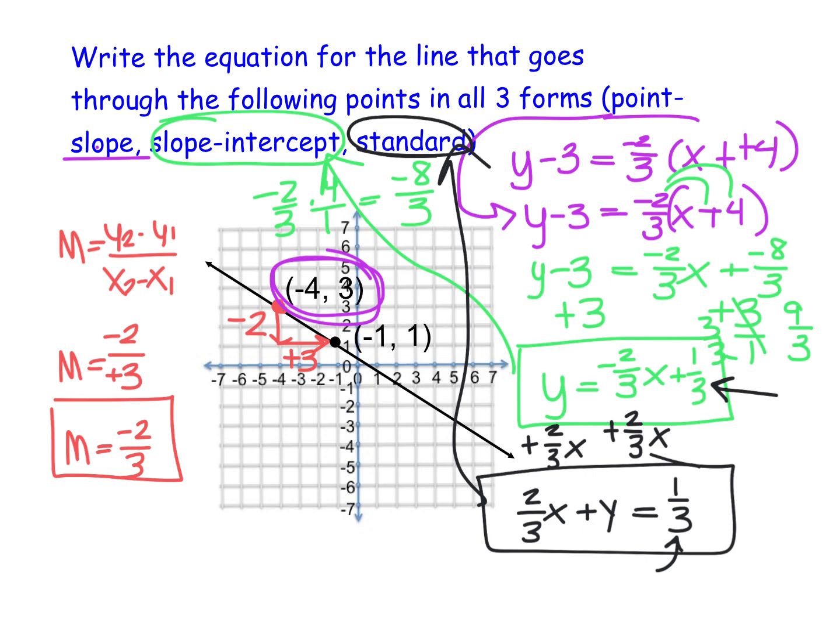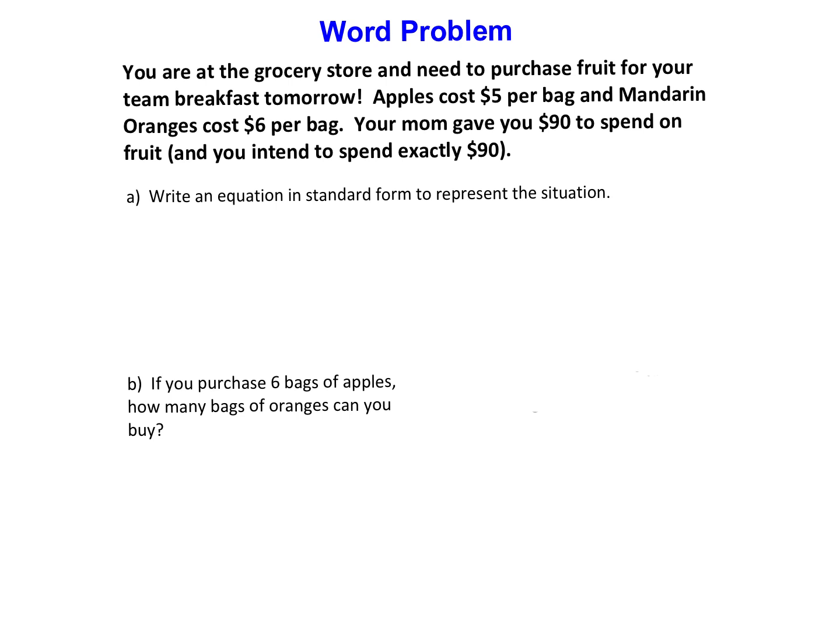So standard form is actually really helpful for when we're dealing with a very specific type of word problem. And you're going to see that here in this example. So these are typically called cost word problems or cost equations. And you'll see why as we read through this together.